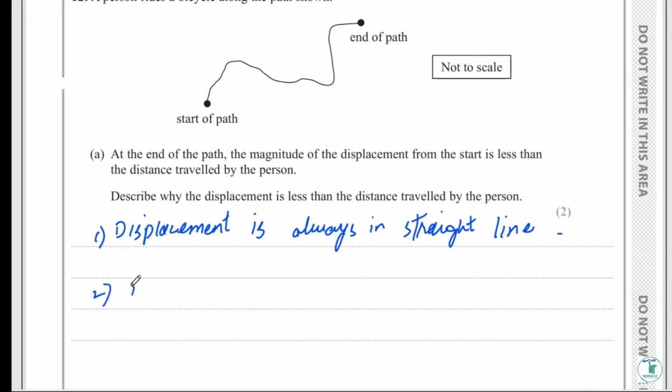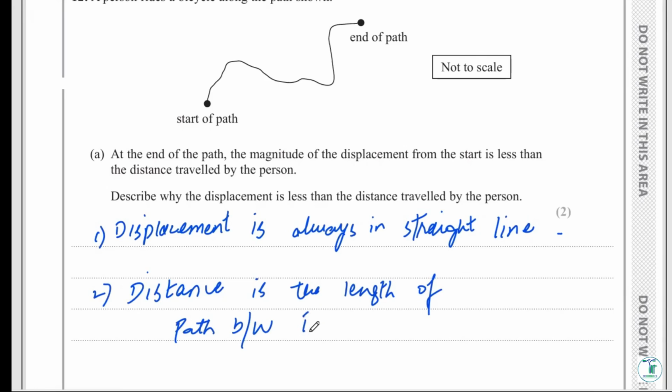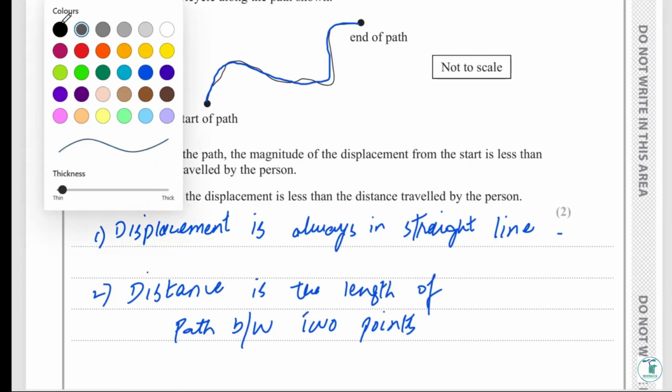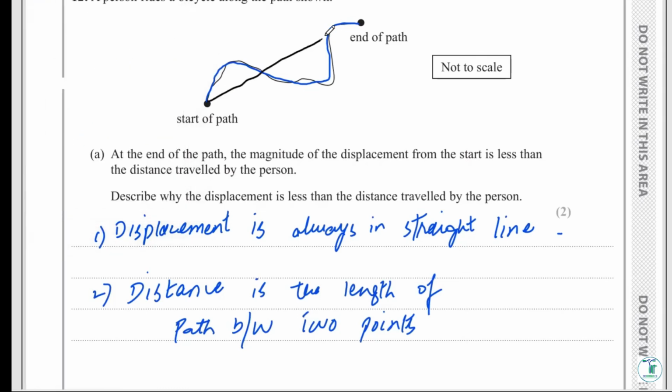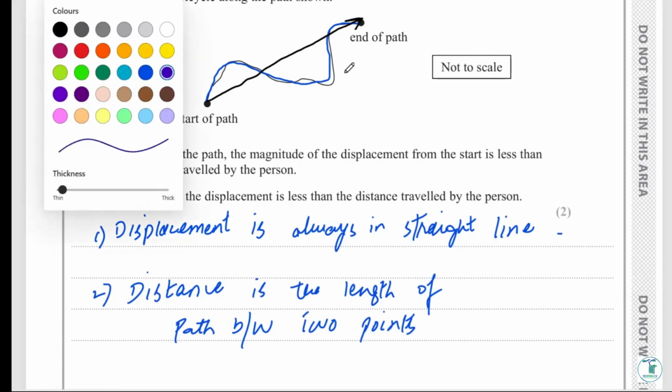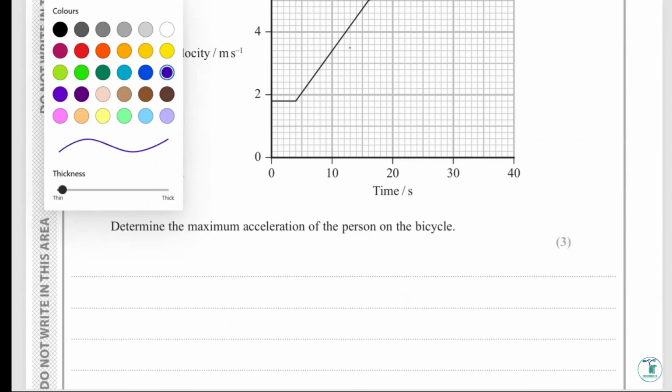But on the other hand, whenever you're talking about distance, it is just the length of the path between 2 points. What does that mean? If you're talking about the distance, you need to cover this path, right? And if you're talking about the displacement, you just need to cover this straight path. So, just use your common sense. Displacement has to be less than the distance, right? Because of this observation.